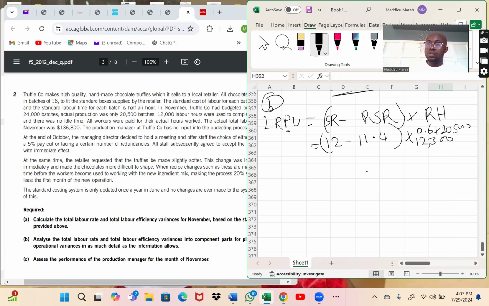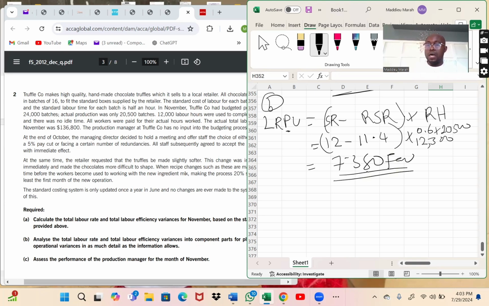Favorable or adverse? Favorable. Very good. We planned to pay 12, but we ended up paying 11.4. Multiplied by 12,300, this gives 7,380. Favorable.